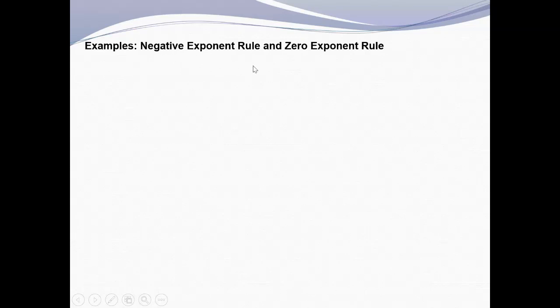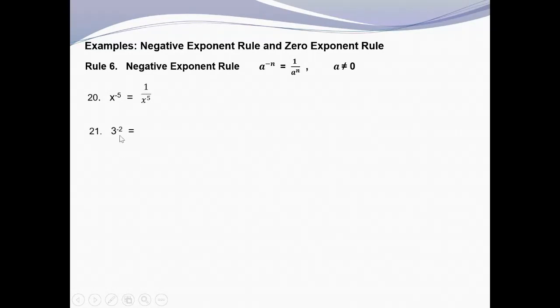Examples. These are negative exponent rules and the zero exponent rule. If you have a to the negative n, it's going to be 1 over a to the nth power, and a cannot be 0. Example. X to the negative 5th power is going to be 1 over x to the 5th power. That's how you apply the rule. 3 to the negative second power is going to be 1 over 3 squared, which will give us 1 over 9.